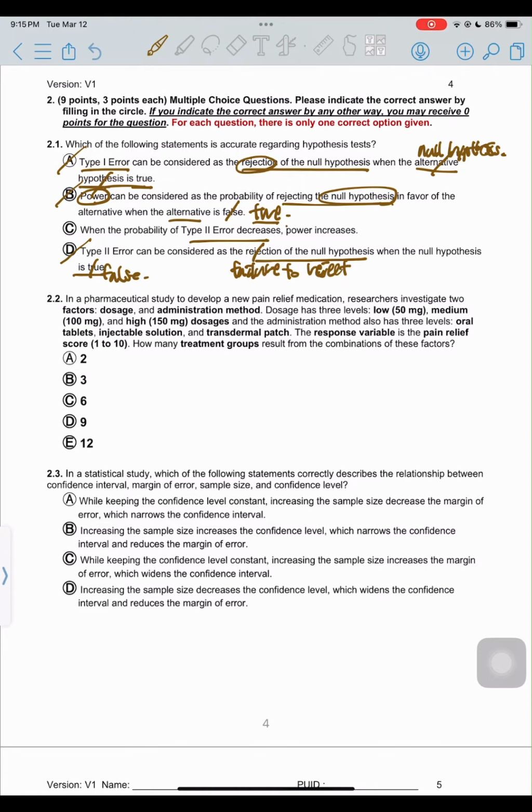And then let's look at C. C is saying that the power increases when the probability of type 2 error decreases. That is right, because when the probability of type 2 error decreases, the power of the test increases. This is because a lower probability of failing to reject the null hypothesis when it is false implies an increased ability to detect true effects, which is what the power means. So the answer for this question is indeed C.